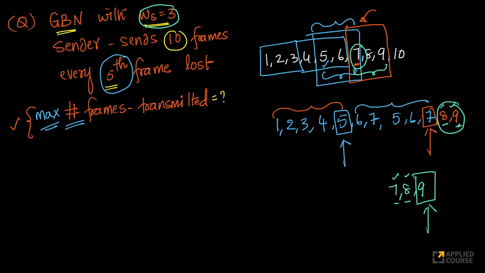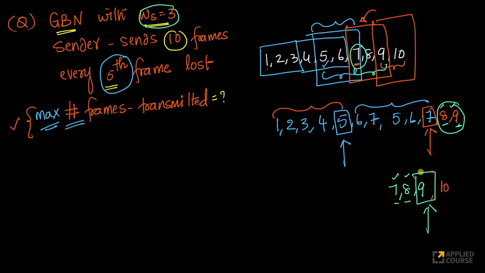Let's assume after 8, I got my acknowledgement. So I have 9 and 10. But since I'm in this window, I can send 10 also. I'll send 9 and 10 and I'll wait. Look, I don't have any more packets. Even though my window length can be 3, I only have 2 packets or 2 frames here, right? So I sent 9 and 10 and I'm waiting for acknowledgement.